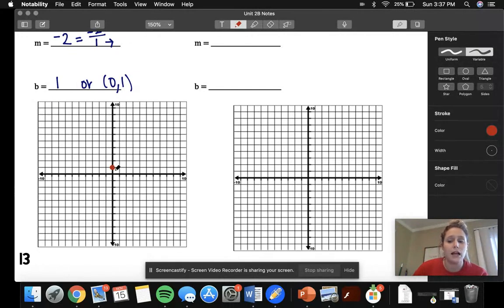So our slope is down 2, right 1. I'm going to go down 2 from my beginning. Here's my beginning. Go down 2, right 1. Plot a point. Down 2, right 1. And I'm going to keep doing that until I basically can't anymore.